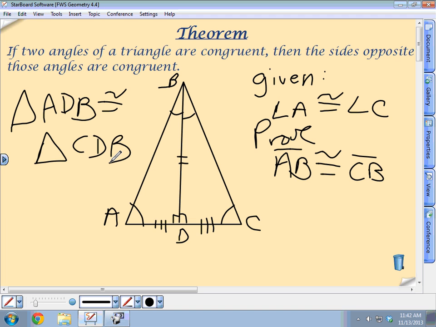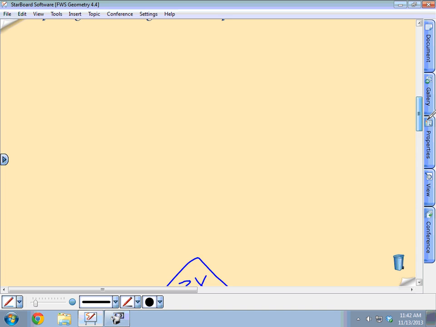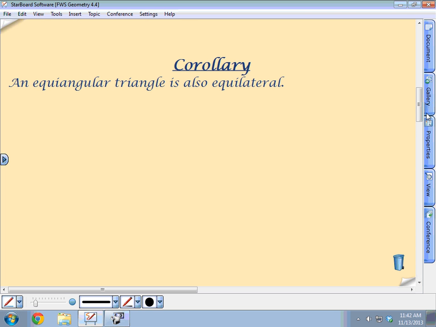Once you have congruent triangles, now you can say that BA and CB are congruent because of what? CPCTC. Good. So from now on, anytime you're given two angles that are congruent, you can say the opposite sides are congruent. You just have to say, if two angles of a triangle are congruent, then the sides opposite are congruent. And there's a corollary to that, that says an equiangular triangle is also equilateral. So if all of the angles are equal inside, all the sides are equal as well. They're all the same measure.